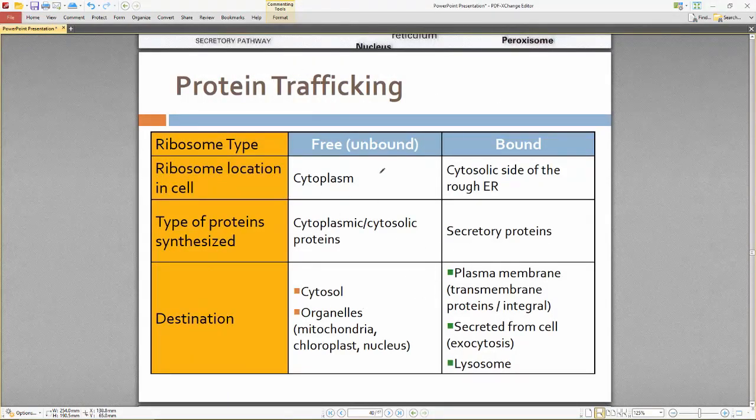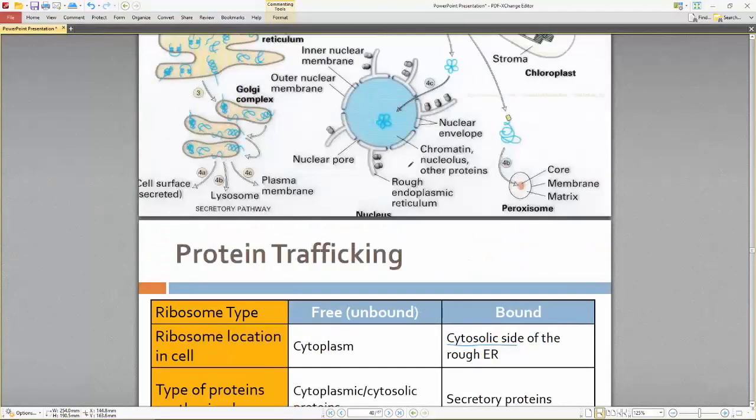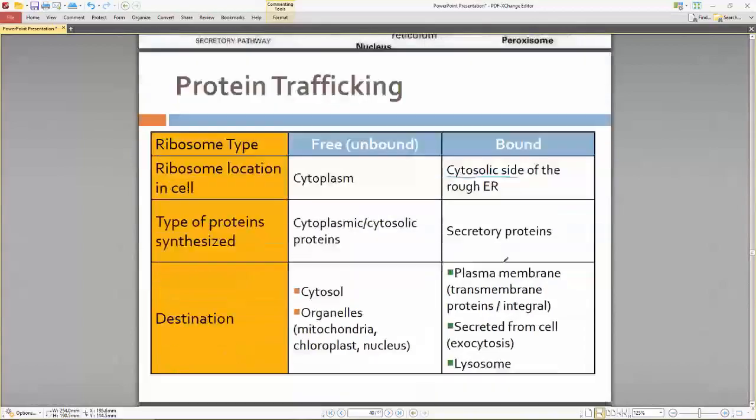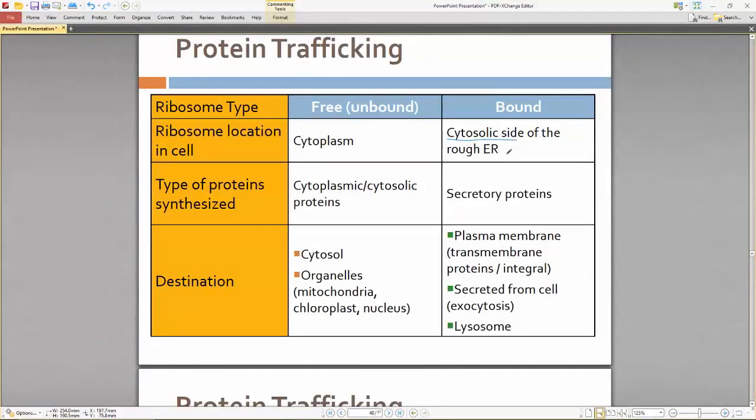There are two types of ribosomes before we get super into this protein trafficking thing. There are free, unbound ribosomes and bound ribosomes. Unbound ribosomes are found in the cytoplasm. Bound ribosomes are found in the cytosolic side of the rough endoplasmic reticulum. Cytosolic side means it's the side facing the cytoplasm of the cell. Cytosol is like the cell environment, and the other side of the rough ER would basically be facing inwards into the lumen of the rough ER.